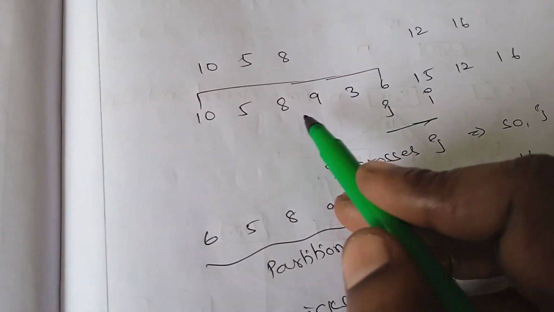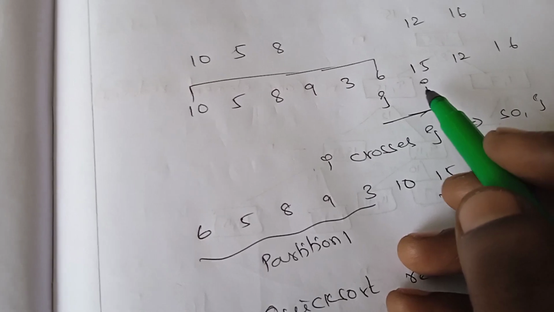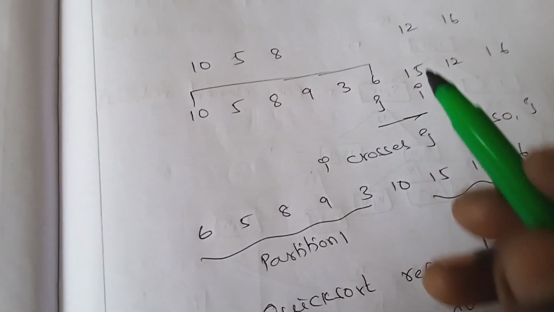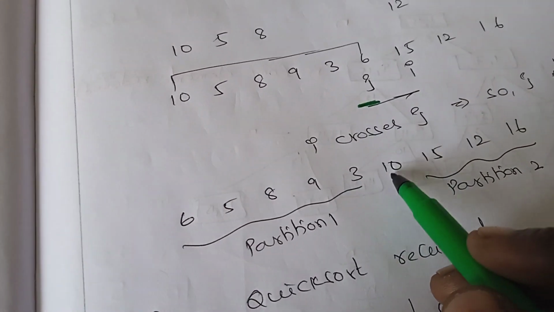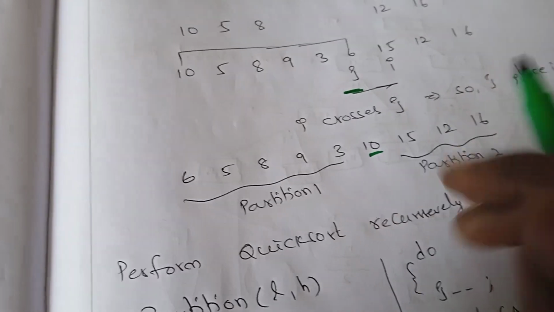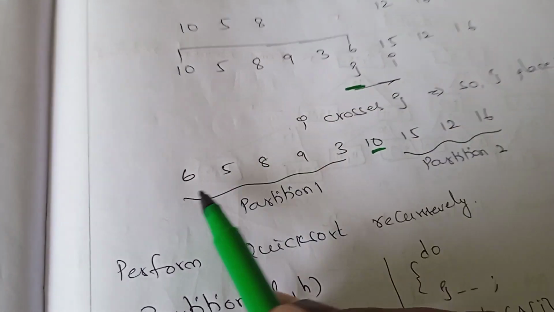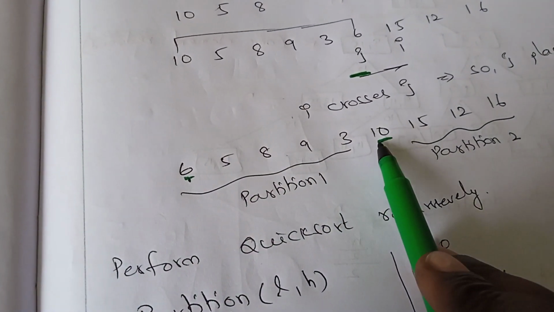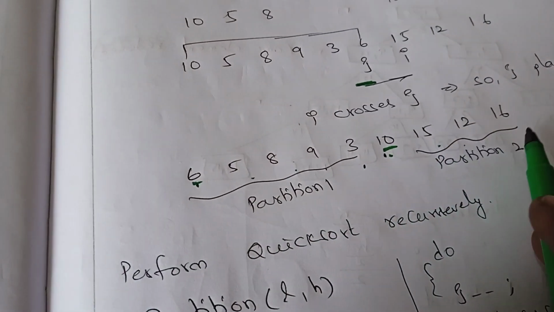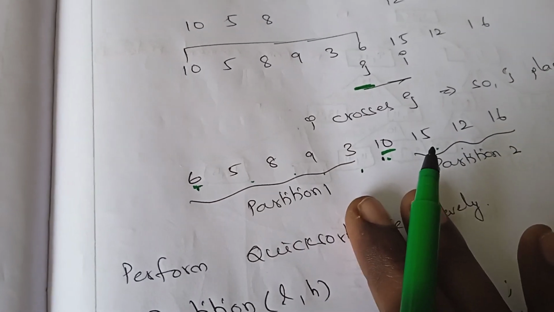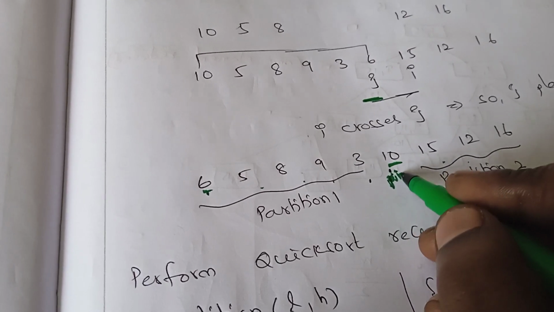Now this is the place where i is moving and j is also moving, and the indexes have changed, that is, i has crossed j. When that happens, we have to fix the j location for the pivot element. So after you complete this task, we will get the location something like this. Done. So the 6 place will be given to 10, and 10's place will be given to j. Now the list will be 6, 5, 8, 9, 3 and 10, 15, 12, 16. So this is the first procedure. In the first procedure, we were able to find the correct place of the pivot.